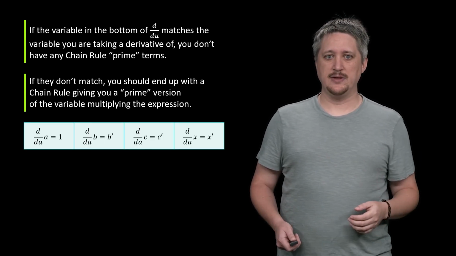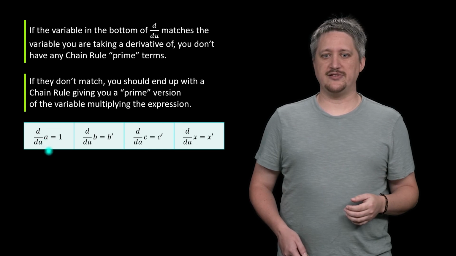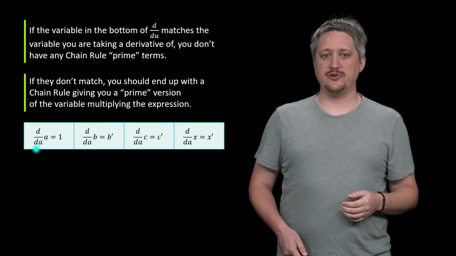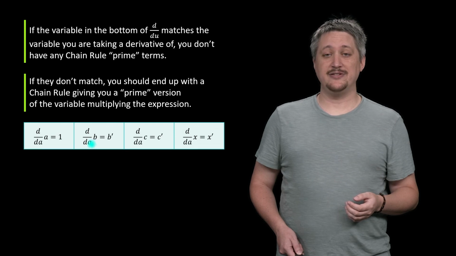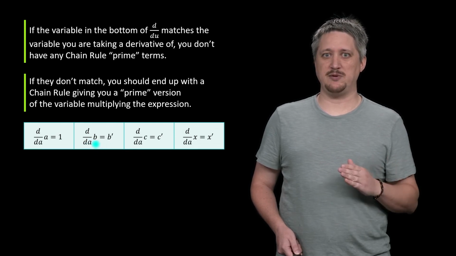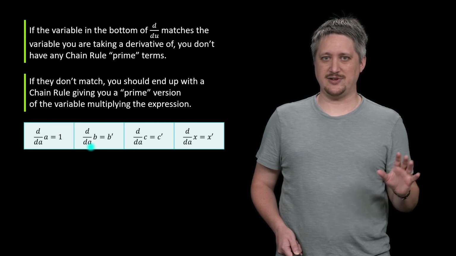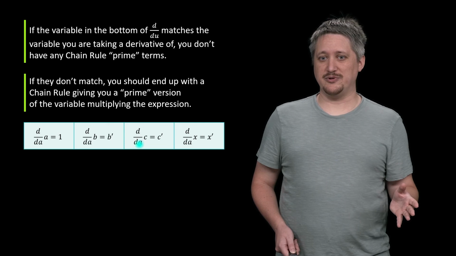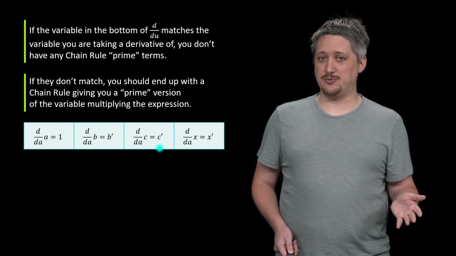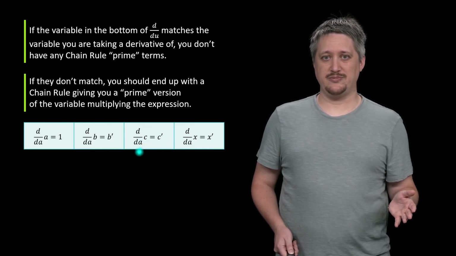So for example, looking at this, it is saying take the derivative with respect to a of a. Well, these things match, so I just get 1. Take the derivative with respect to a of b, they don't match, so I get b prime. I really get 1 times b prime, but you don't have to have that middle step. Similarly, the derivative with respect to a of c is c prime, because again, they don't match.